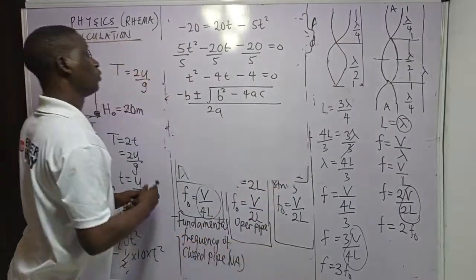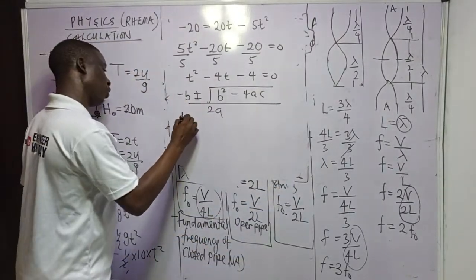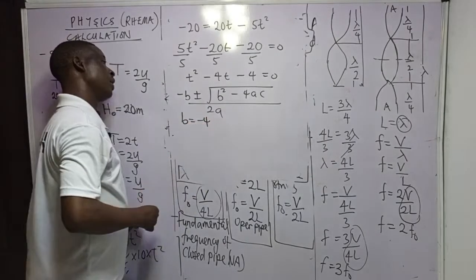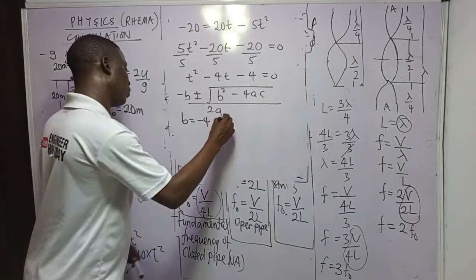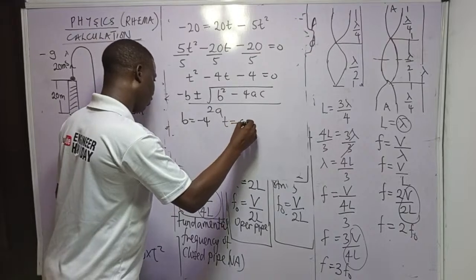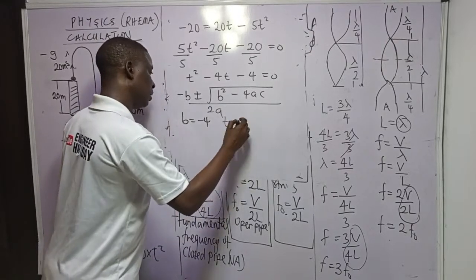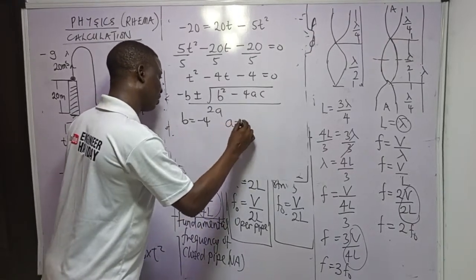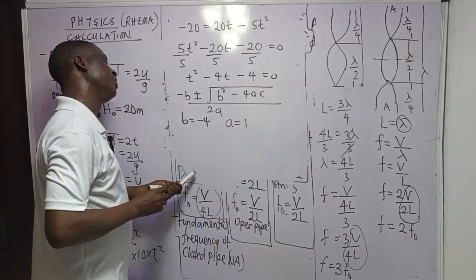So what we are going to have now is what? B is minus 4. And C is equal to 0, sorry. A is equal to what? 1. Then what about C?